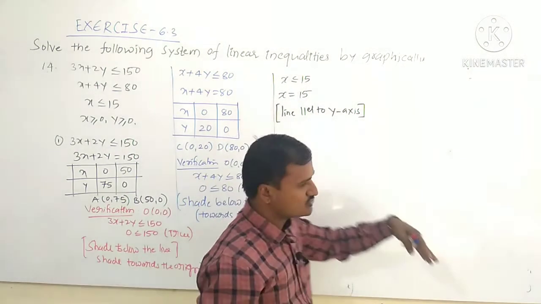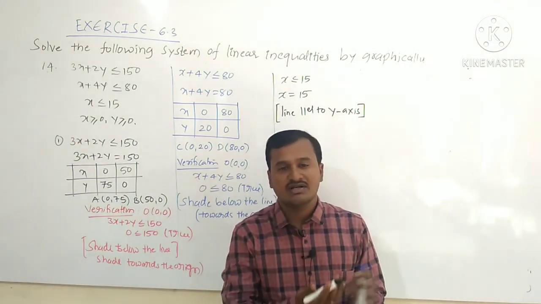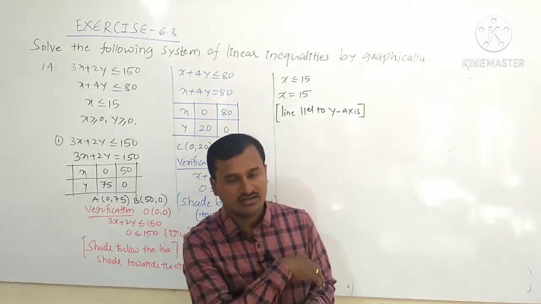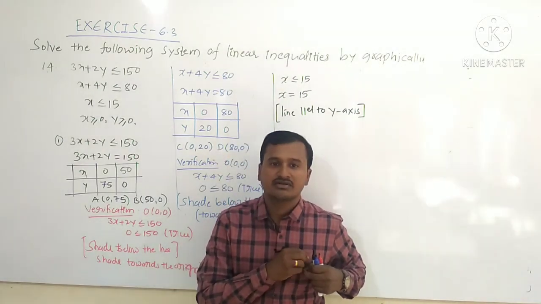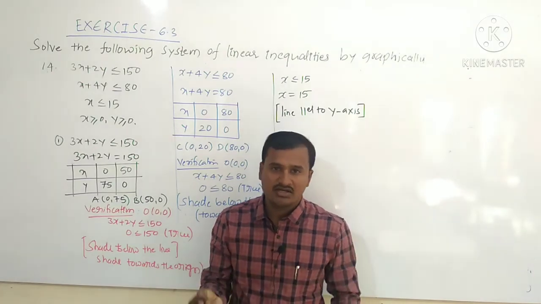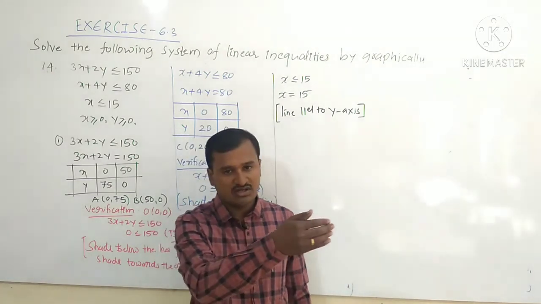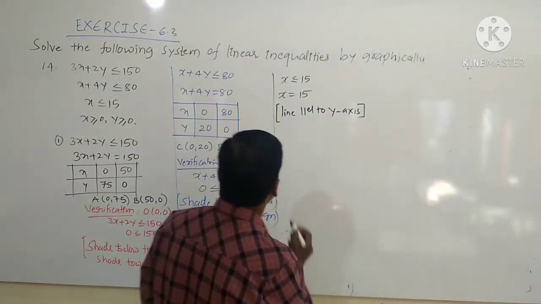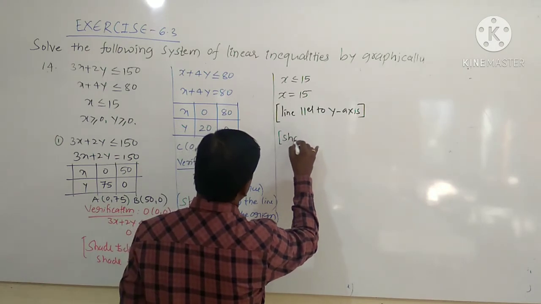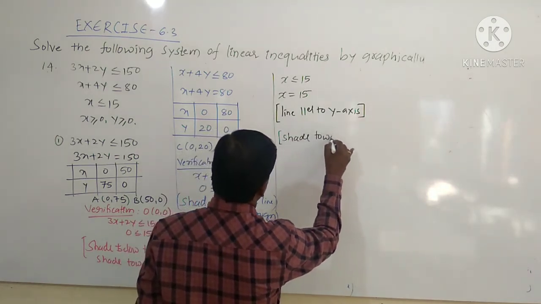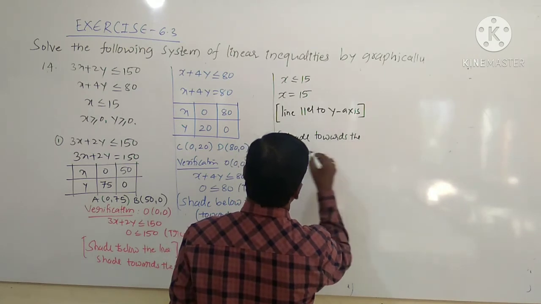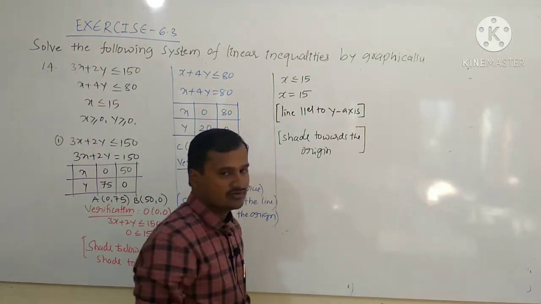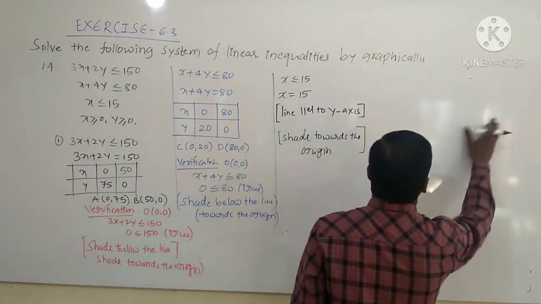Here it is less than. Less than means, what are the possible values of x? Those values are less than 15. They are 14, 13, 10, 9, 8, 7. It means those points are on the right side, which is towards the origin. So therefore, here what you have to write is shade towards the origin. Now let us go to the graph.